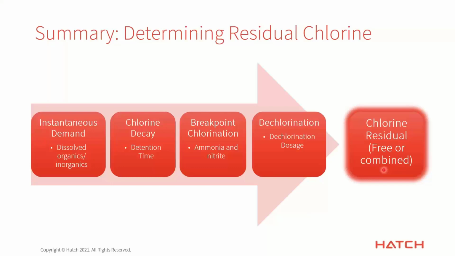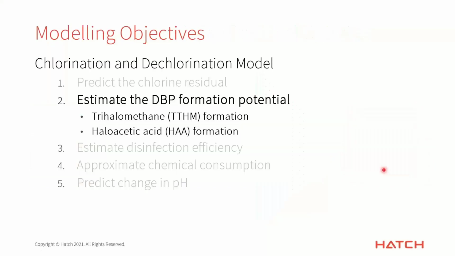The third one is breakpoint chlorination, and this is mainly affected by the ammonia and the nitrite concentrations entering the chlorination basin. And then the fourth one is dechlorination, and this is majorly affected, obviously, by the dosage of the dechlorination chemical. And when this whole process is done, what we end up with is a chlorine residual prediction that can be a free residual or a combined residual, basically depending on the extent of the breakpoint chlorination reactions.